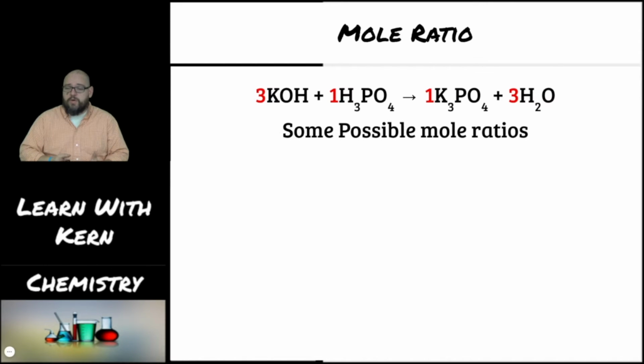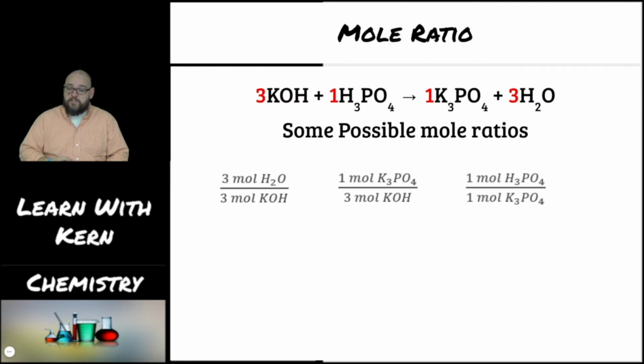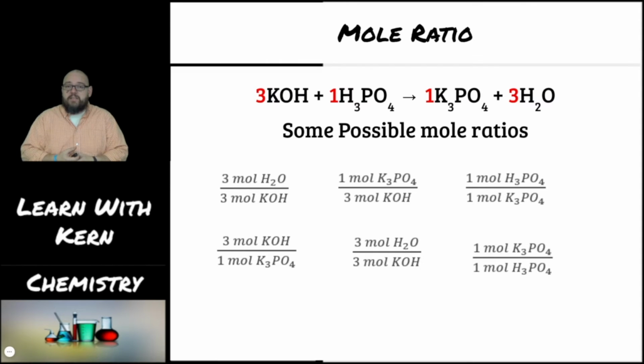So, some possible mole ratios. This is not all of the mole ratios, but here are some possible mole ratios. I could have 3 moles of KOH on the bottom and 3 moles of H2O on top. That is a mole ratio. It's 3 moles of water to 3 moles of potassium hydroxide. I could also have 1 mole of potassium phosphate over 3 moles of potassium hydroxide. It's using these coefficients. So we have 1 mole of phosphoric acid and 1 mole of potassium phosphate. Again, the mole ratios are ratios of the moles. So here are some others. So these are 6 of the possible mole ratios from this particular equation.